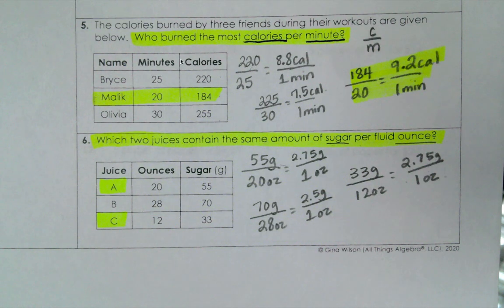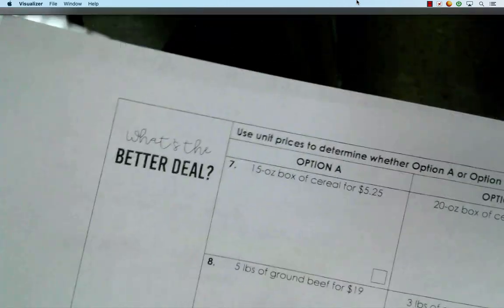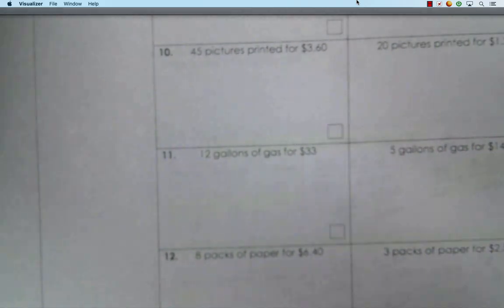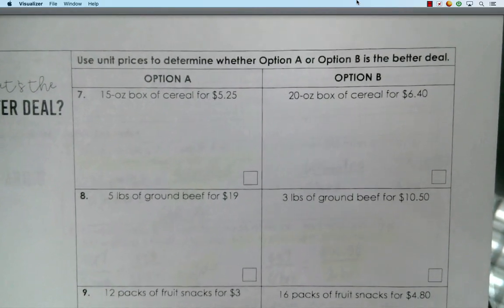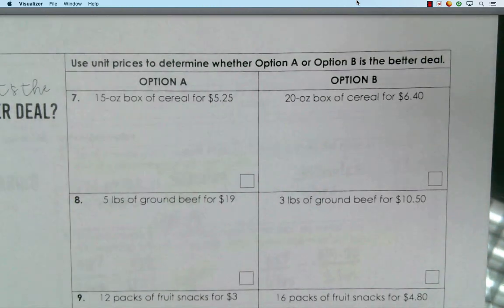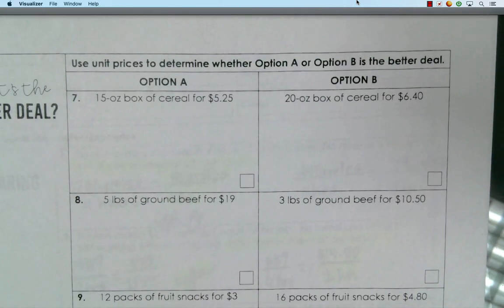All right, so let me turn the page. This is gonna be, if you're with us in class, an in-class practice, okay? And this is another thing where I'll have examples for everybody to see. So the question is, use unit prices to determine whether option A or option B is the better deal.